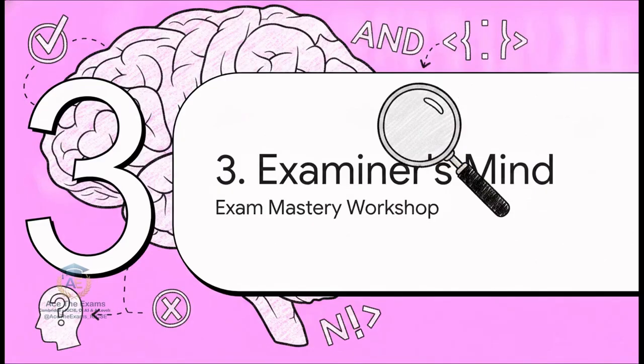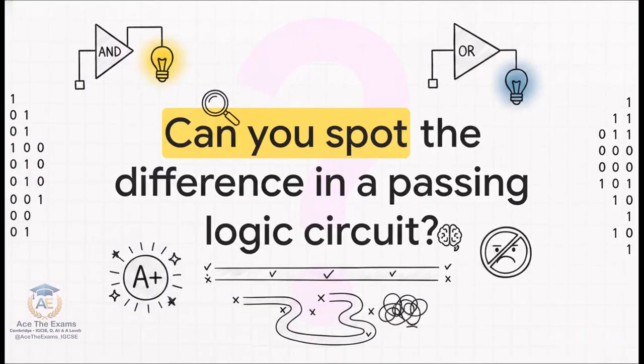Let's dive into Section 3, the examiner's mind. This is our exam mastery workshop. Okay, I am going to walk you through 2 different sample answers for the exact same exam question. One of these secures top marks, the other completely fails. We'll call the student who wrote the top answer Alex. Alex is our strategist. And we'll call the student who wrote the failing answer Sam. Sam tends to rush things.